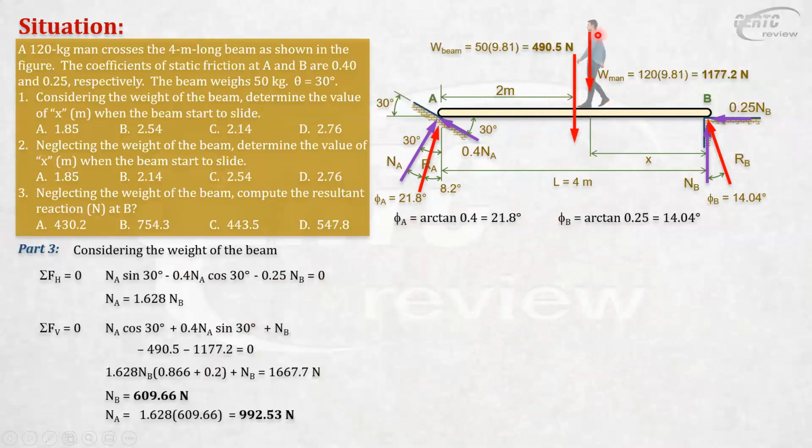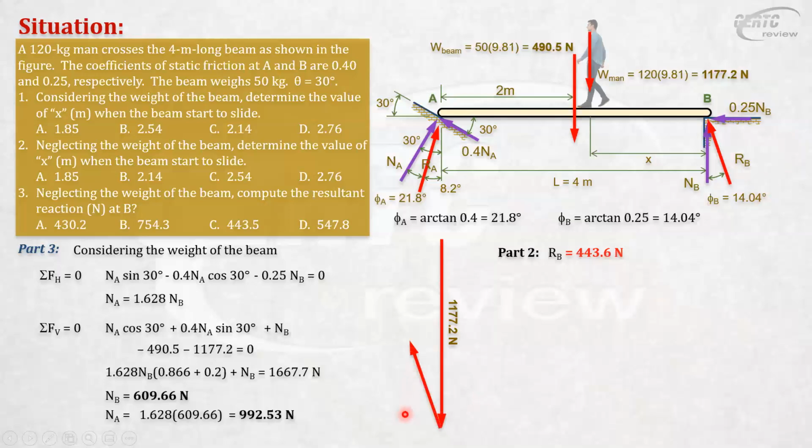Unahin natin yung vertical force. Okay? This time, I will not include this one, neglecting the weight of the beam. I will solve part 3 so that we can compare the answer later. So this is 1177.2. Ito yung RB kanina, 1177.2 newtons. Right? Next, you can follow RA after that, and then RB. Okay? Or you can follow RB and then RA. It's up to you. I-follow natin yung RB.